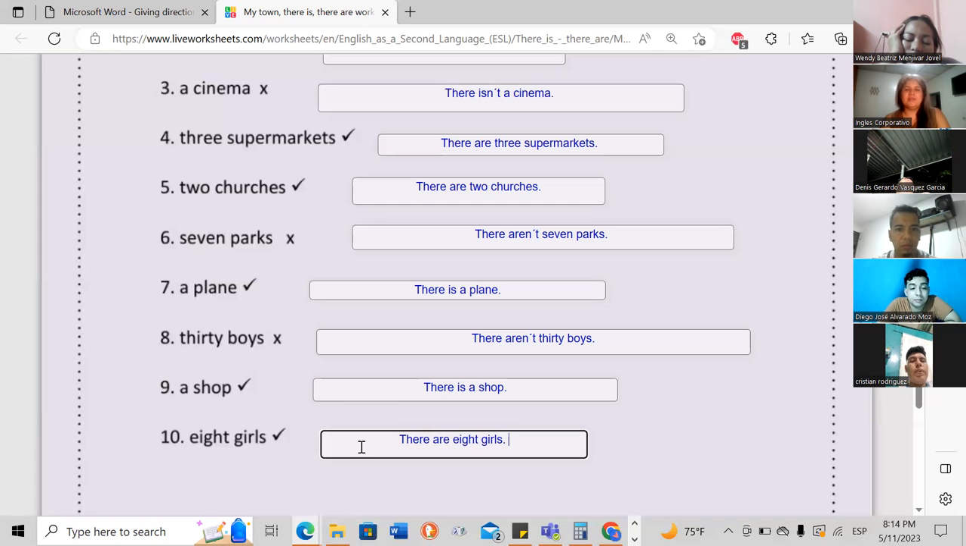There are eight girls. Okay, very good. You see, that is very easy. Es como usar el verbo to be, solo que en este caso van a agregar el there, okay, antes, para decir I.